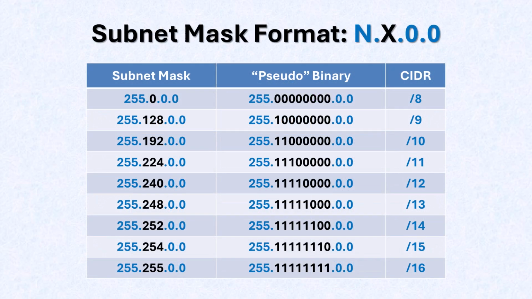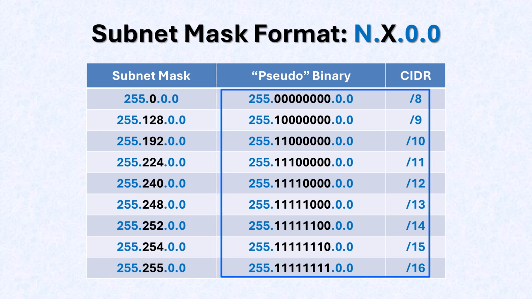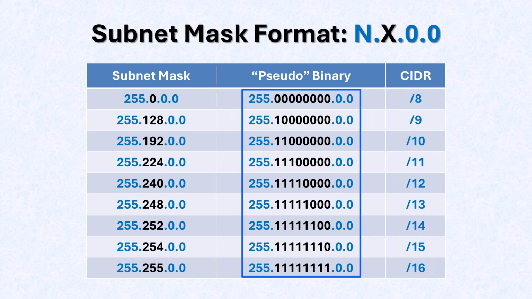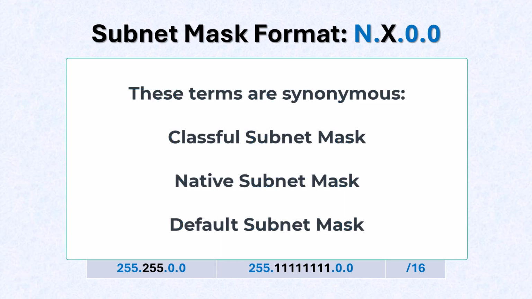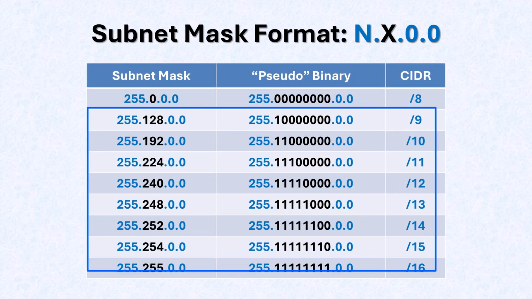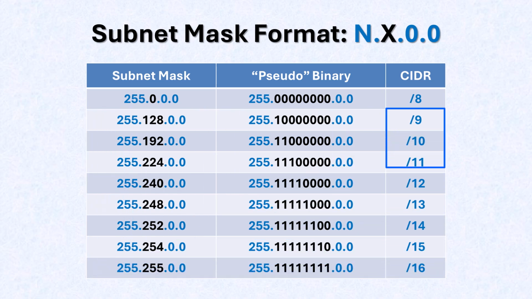This table shows all the possible values of the subnet mask using the format n.x.0.0, where the n represents 8 network bits. The binary values for x are shown, along with the CIDR notation. Again, notice the pattern of ones followed by zeros. The first entry is the native subnet mask for Class A addresses. Keep in mind, the terms native subnet mask and default subnet mask are synonymous. The other values are possible if you subnet a Class A address, such that it ends up with a CIDR value between /9 and /16.